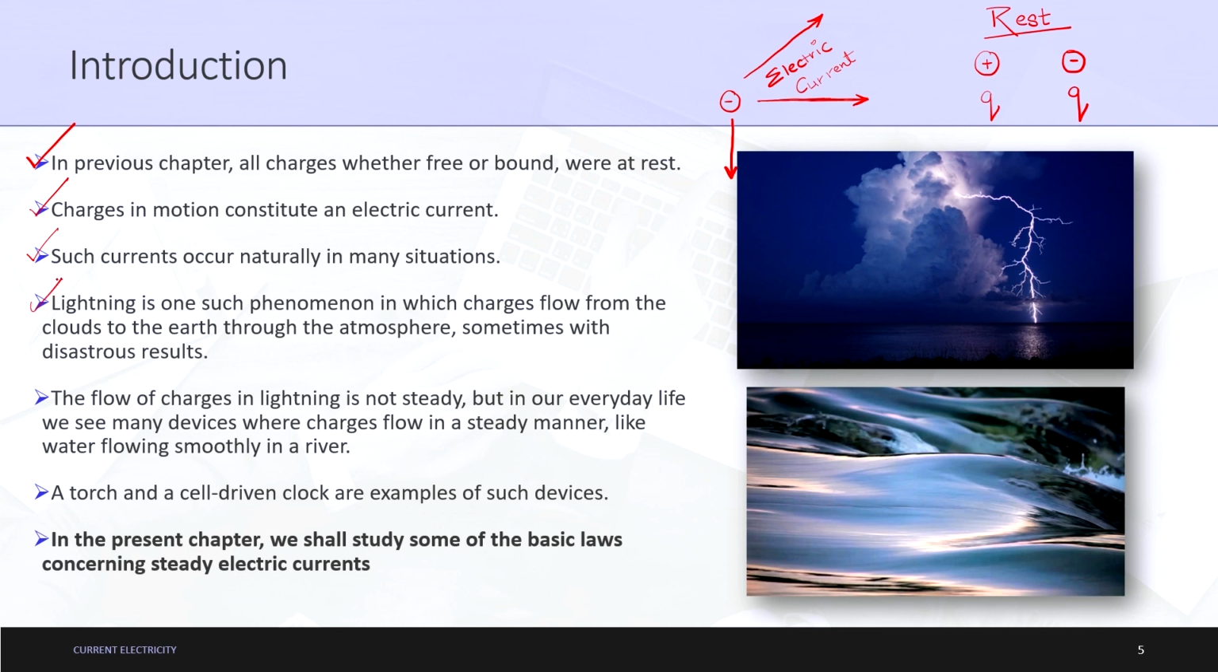As you know, you may have heard of many news reports in which lightning causes deaths of many people, lightning causes injuries to many people. So it causes disastrous results. It is a type of electric current only. It is a phenomenon in which charges flow. So as you can see, the charges are flowing.